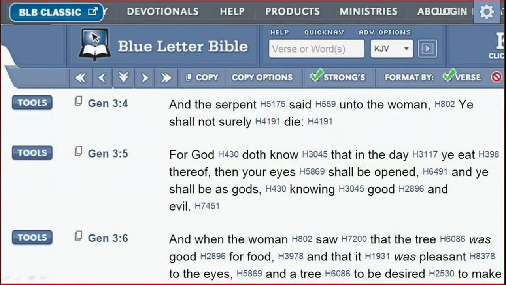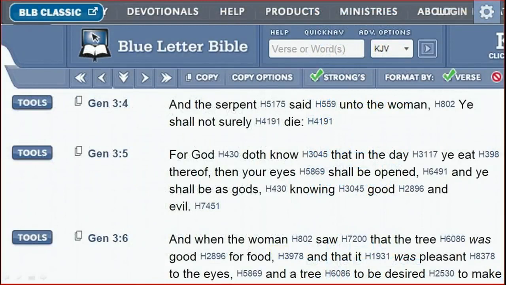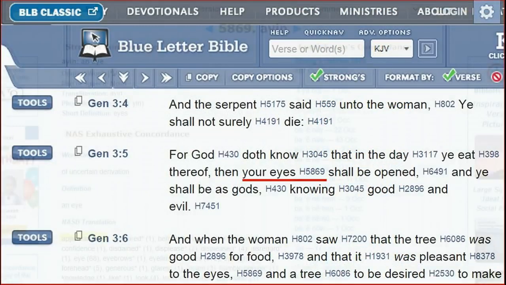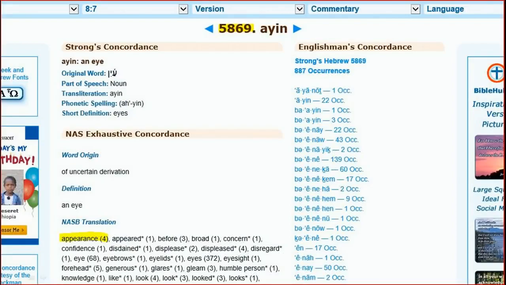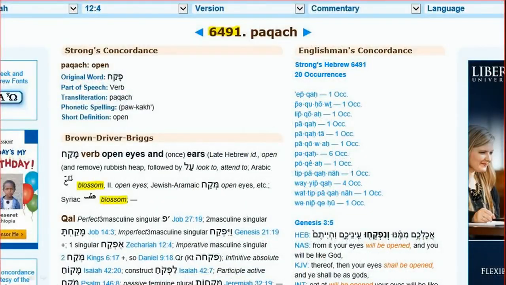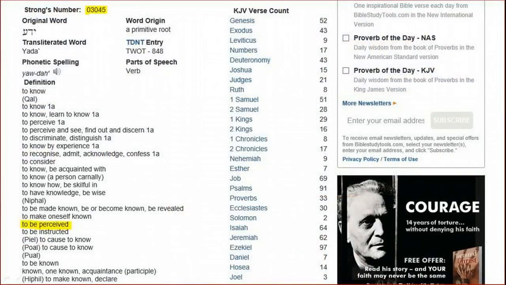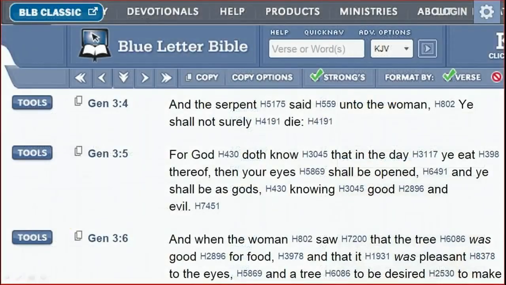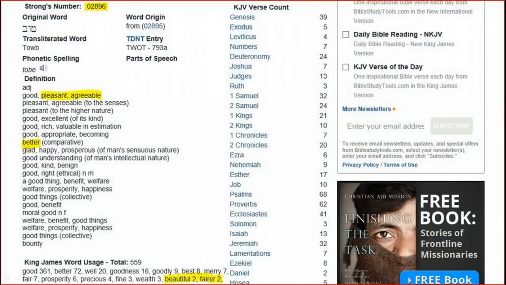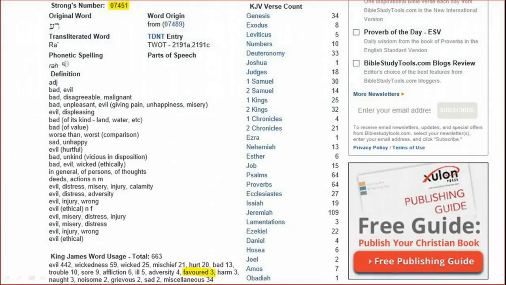And the word translated as eat, number 398, also means use. Then the word translated as eyes, number 5869, also means appearance. The word translated as opened, number 6491, means blossom. The word translated as knowing, number 3045, also means be perceived. The word translated as good, number 2896, also means beautiful. And the word translated as evil, number 7451, also means favored.